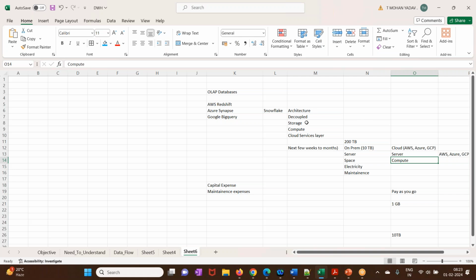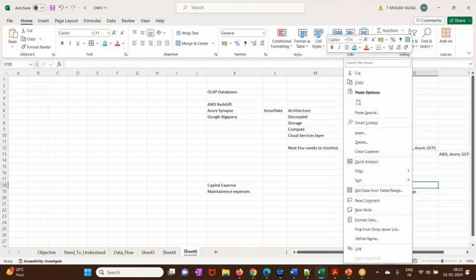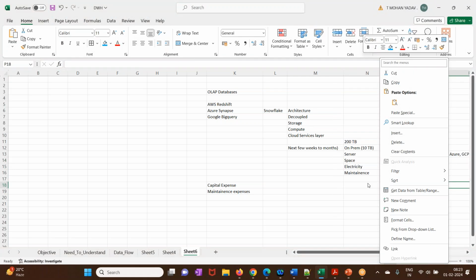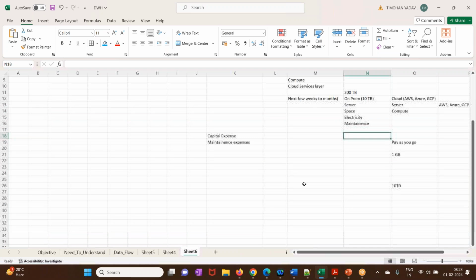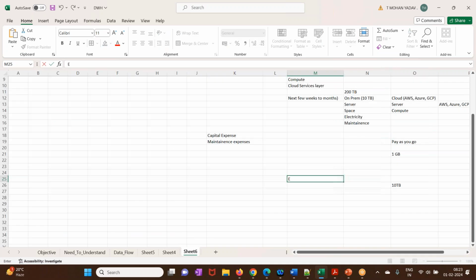Tomorrow you will come to know how the billing happens, how the storage cost is incurred, and how the compute cost is incurred. Now I just want to explain two concepts: elastic storage and elastic compute.